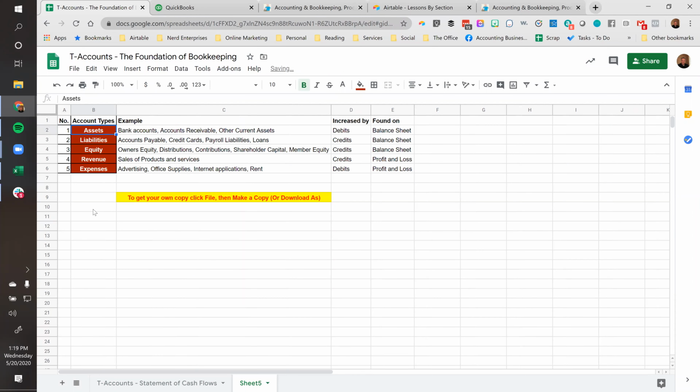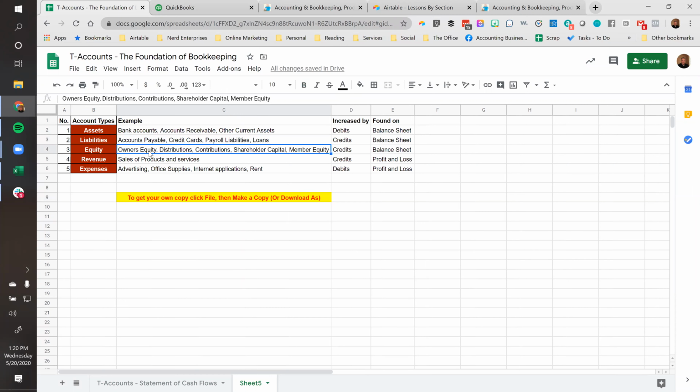Basically, there are 5 different account types. Every account that you ever see on any company's chart of accounts can be grouped in one of these categories. I gave you some examples in this template. Examples of assets: bank accounts, accounts receivable, other current assets. These are things you own or have rights to. Liabilities is the opposite. It's obligations you have to pay others: accounts payable, credit cards, payroll liabilities, loans. Anything that you owe out to others is a liability.